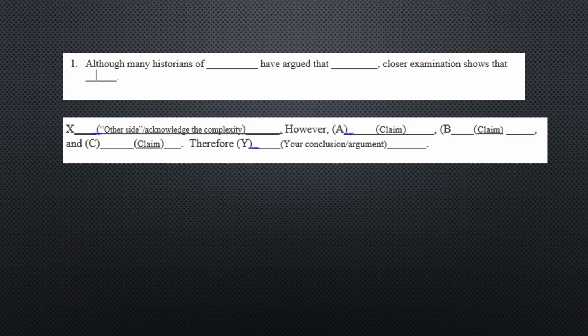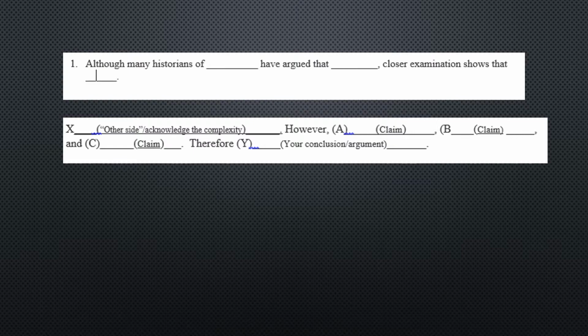The however A, B, C: A, B, and C represent the three strongest points of your argument, and then the Y represents the position you'll be taking. In other words, it's your stance on the prompt. All right, so this is a good way to look at these kinds of things here. And again, it's a more complex and more sophisticated thing.